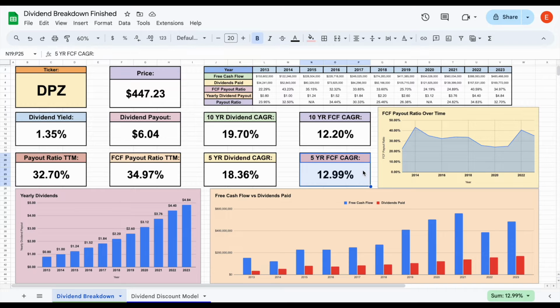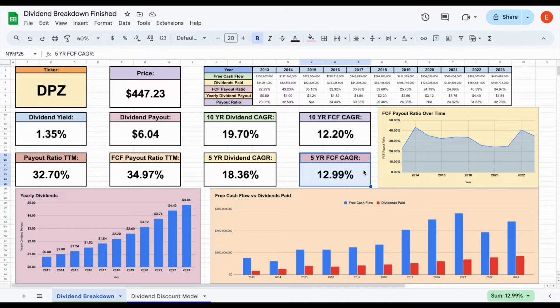Like I mentioned earlier, dividends are paid out of free cash flow. So for a company to have sustainable dividend growth rates, they have to grow their free cash flow at a very healthy rate as well. So for example, if I saw a company with maybe 10% dividend growth, but only around 2% free cash flow growth, I would know that dividend growth rate is not sustainable moving forward.